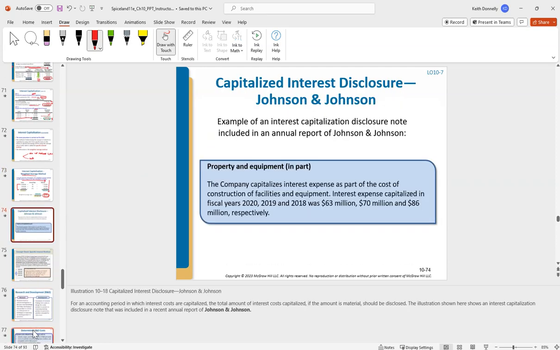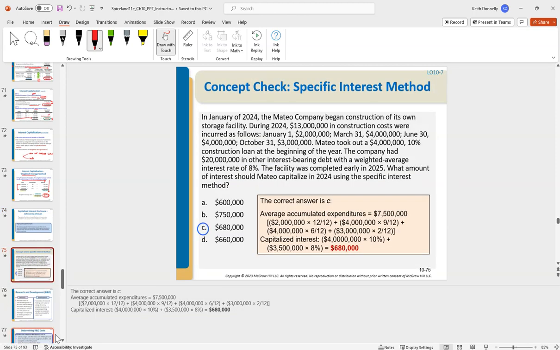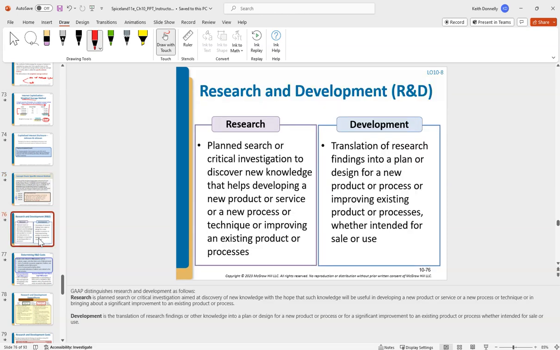Here's a footnote, kind of showing how this might materialize in the financial statements. In MCQ, you can look at.